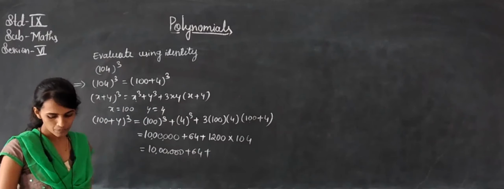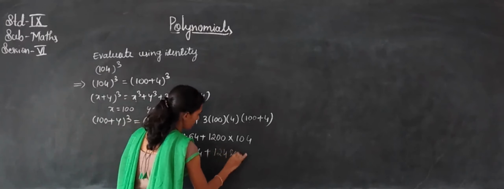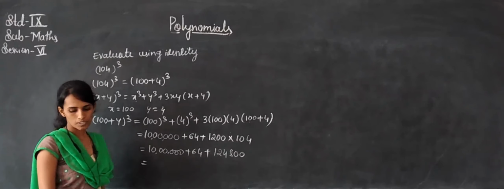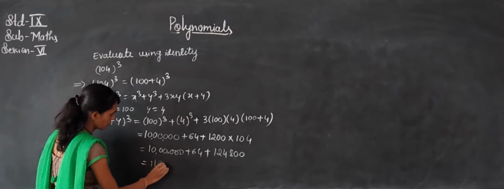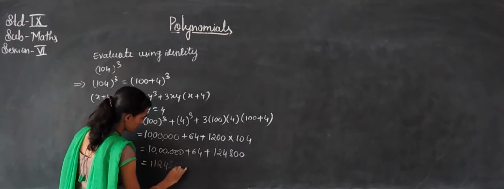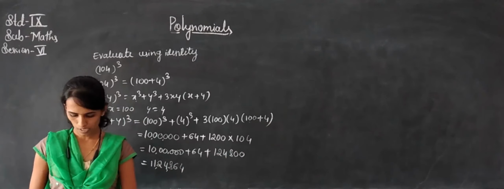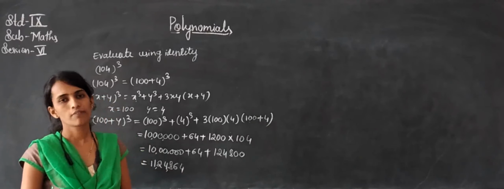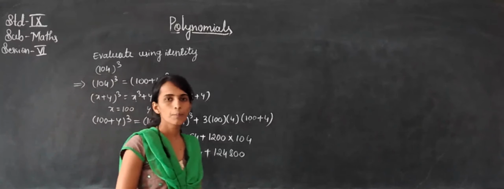Let me check with the calculator. We get 1,24,800. So add all this, and we get 11,24,864. The answer is this. This is the evaluation of the given number, not by particular multiplication but using proper identities.